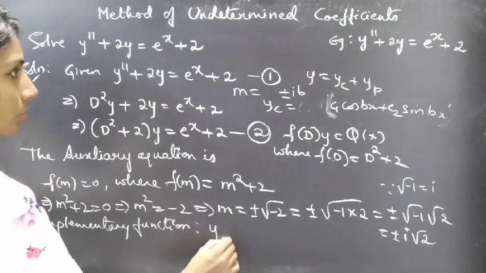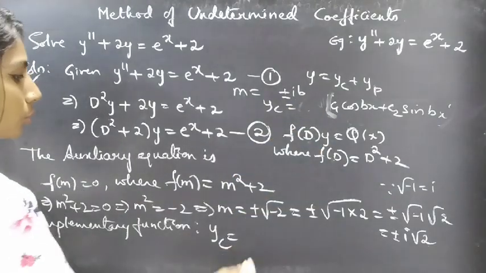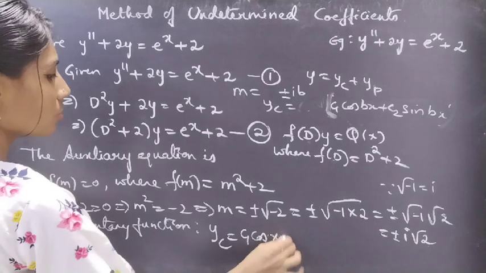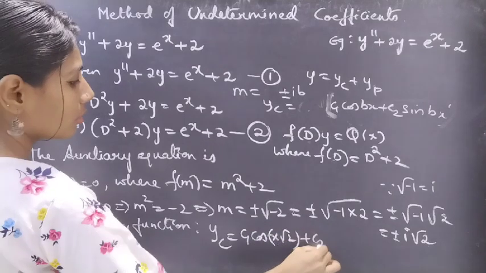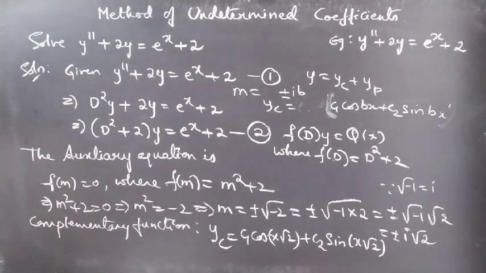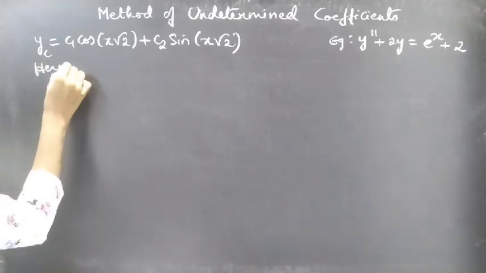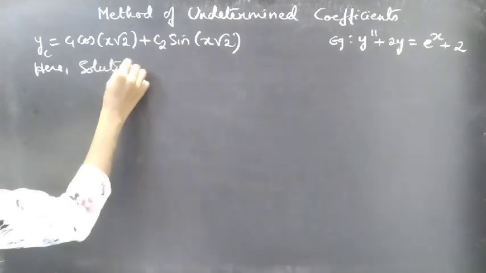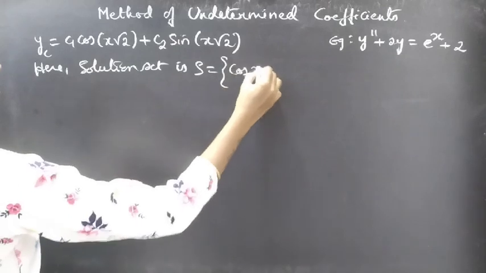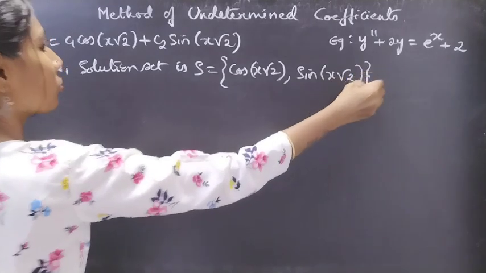Yc equal to, compare plus or minus i root 2 with plus or minus ib, then for b equal to root 2, you'll get one constant c1 cos root 2 x plus another constant c2 sin root 2 x. Now from this we'll get the solution set, say S equal to cos root 2 x and sin root 2 x.